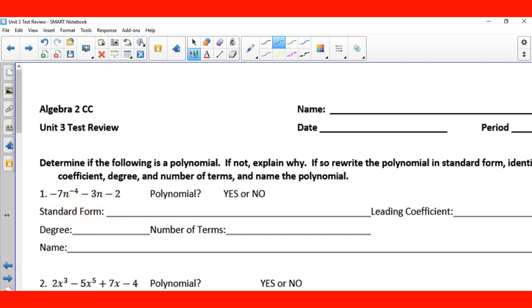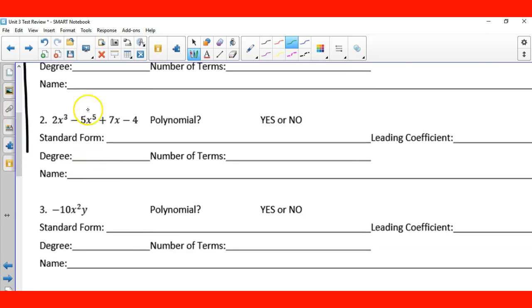The answer to that is going to be no. And here's the reason why. If you remember back to 3.1, when we were talking about the definition of a polynomial, you cannot have a negative exponent. That doesn't represent a polynomial. The exponents must be positive integers, whole numbers. This is a negative, so this is not a polynomial, so the rest of this does not even apply.